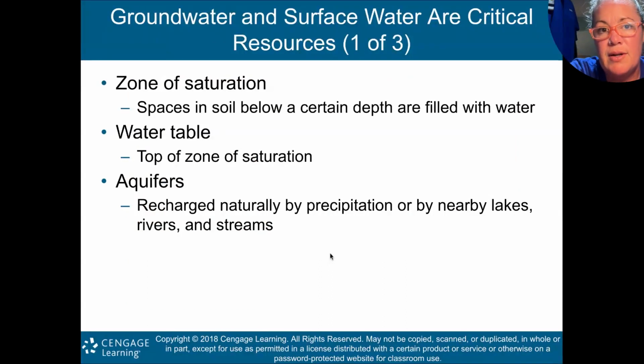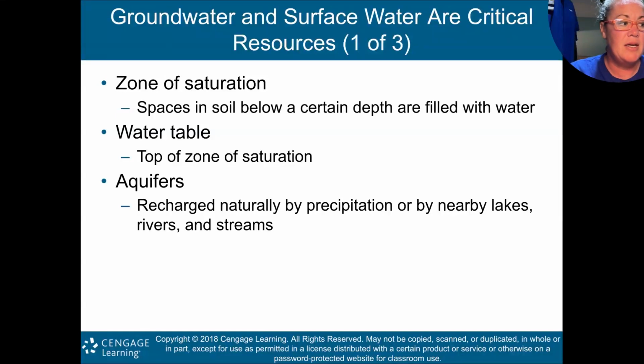So there's a few different terms that you need to associate with the availability of water, especially surrounding groundwater and surface water, as these are really critical resources to human societies. The zone of saturation is within groundwater, spaces in soil below a certain depth that are actually filled with water. The water table is the top of that zone of saturation, and an aquifer is an area where water will be stored in the ground. These are recharged naturally by precipitation or nearby lakes, rivers, and streams.